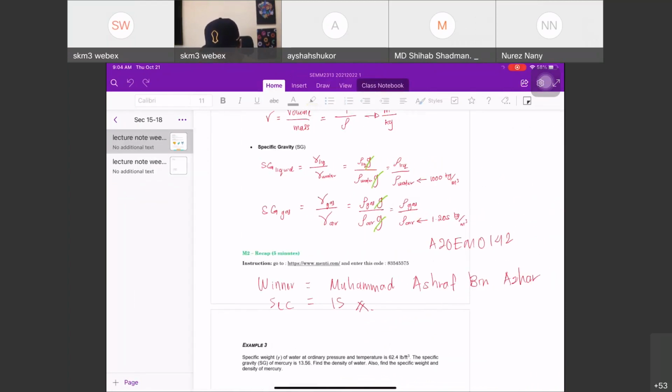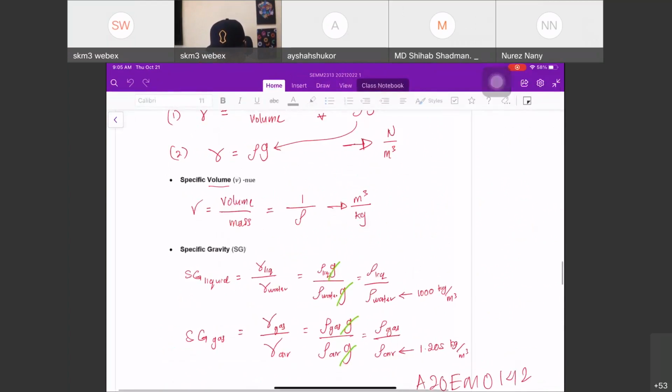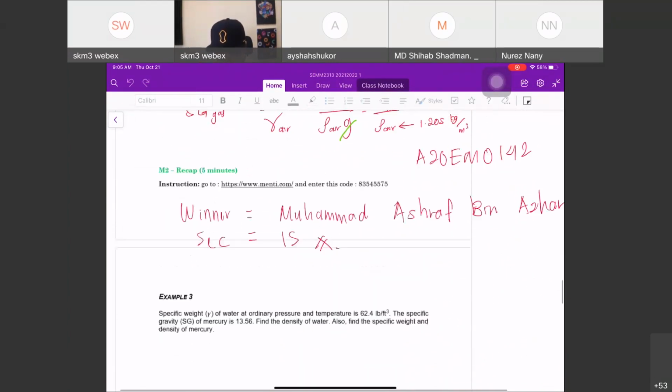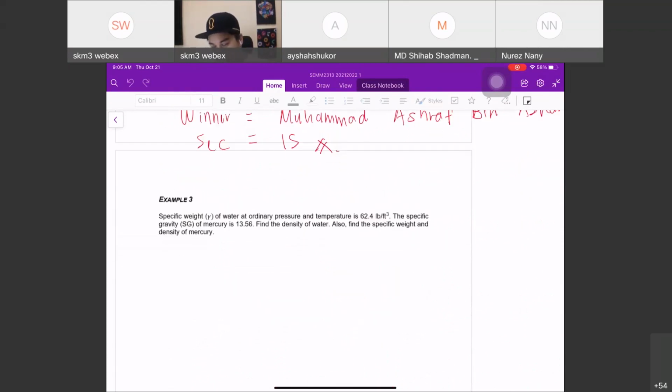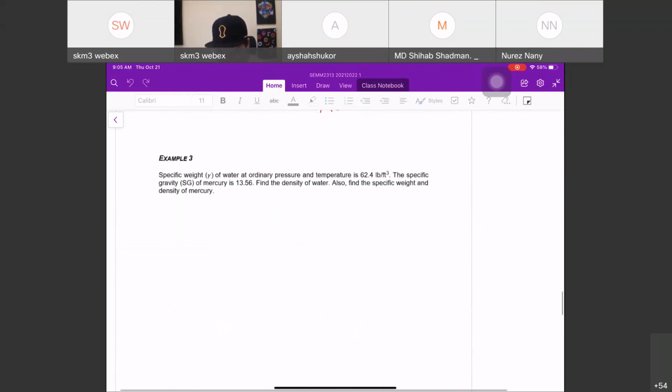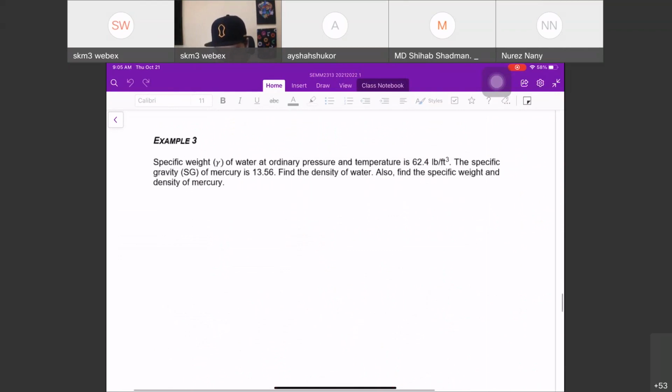Okay, yesterday we have learned about the specific volume, specific gravity, and we have done a quiz, right? So for today, we're going to have an example pertaining to what we have learned yesterday, on the basis of fluid property. Please read first and understand. Specific weight, which we call gamma, at ordinary pressure and temperature is 62.4. This is for water.